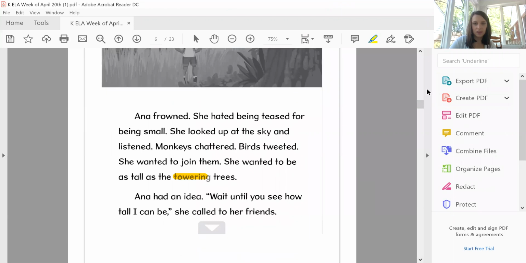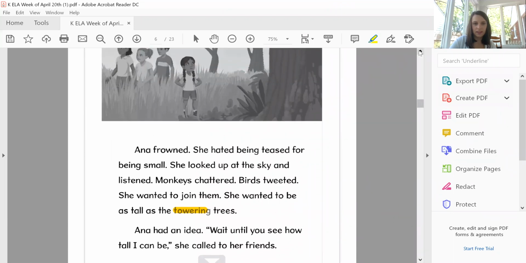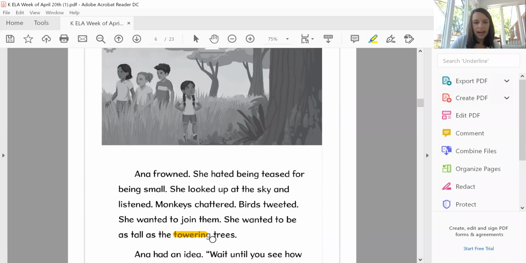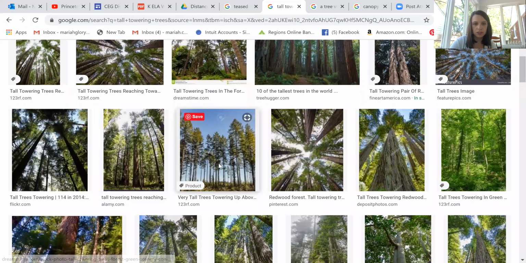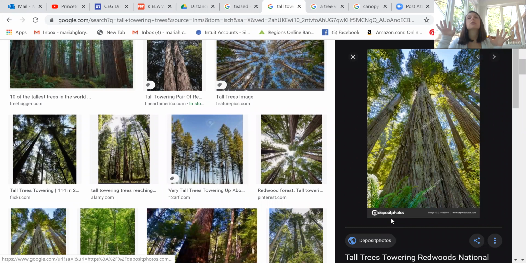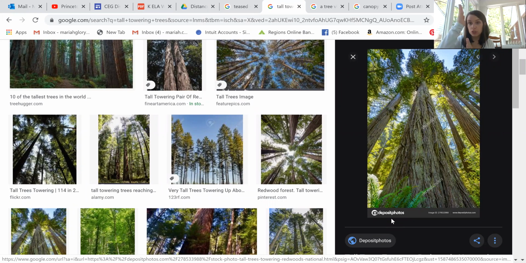Let's look at the picture together. You see the girl Anna, the character, and she's looking at the towering, we look at this word right here, towering trees. If something's towering over you, it's super, super tall. I'm going to show you a picture in real life of what towering trees might look like. Here's a picture of towering trees. Look at how skinny they could be, but also how tall. If you were in the middle of a forest and you looked up, those trees would be very tall.